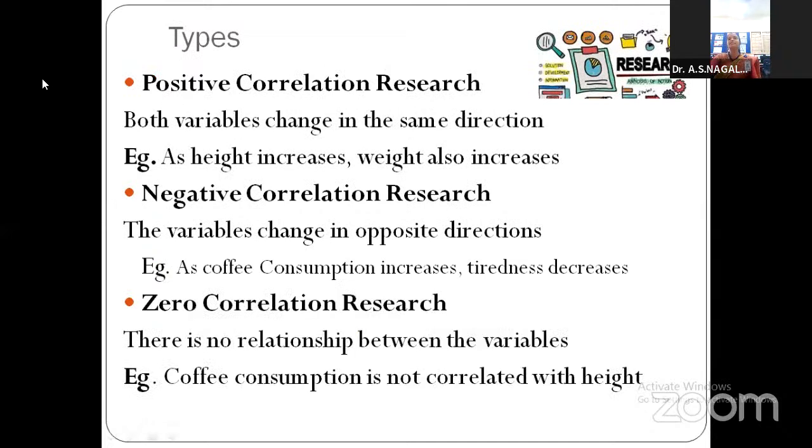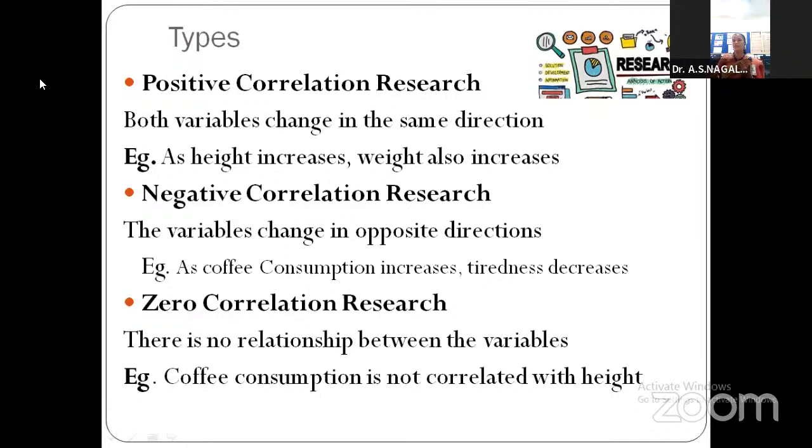So correlation has three categories: positive correlation, negative correlation, and zero correlation. When X increases, Y also increases. That comes under the positive correlation. Your income increases, your expenditure also increases. That comes under the positive correlation. For example, when your height increases, your weight also increases. So there is a positive correlation.